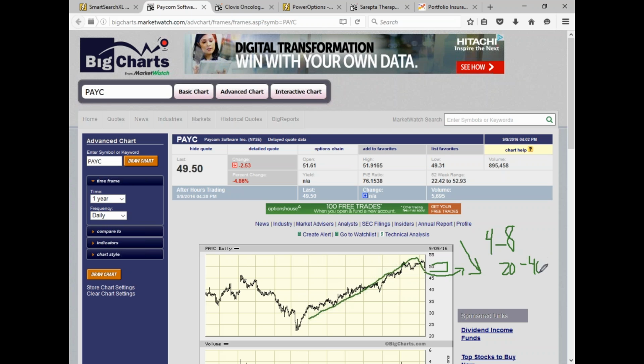Even with today's hiccup, if I had a strong confidence in Paycom that it was going to continue to move up in price, that this is just a hiccup, and then in the next 7 days or so I expect it to be back up to maybe 51, and by the end of the following week, around the 23rd, I expect it to be near 54, this is a good time.